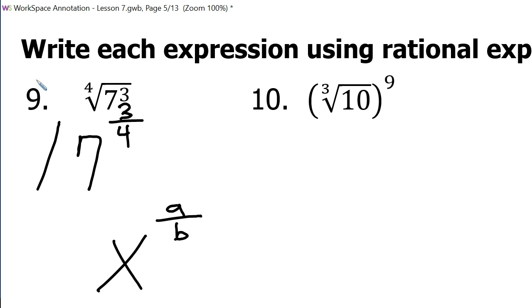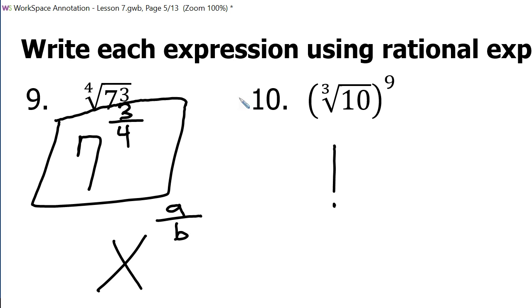Number 10, we have a cube root of 10 in parentheses, and it's raised to the 9th power. So when we rewrite it, what is the base? 10. What is the power? 9. And the root is 3. Now, we're going to leave it like this because in your answer, I want to see all 3 numbers from the problem in your answer. So I can see the 10, I can see the 9, I can see the 3.